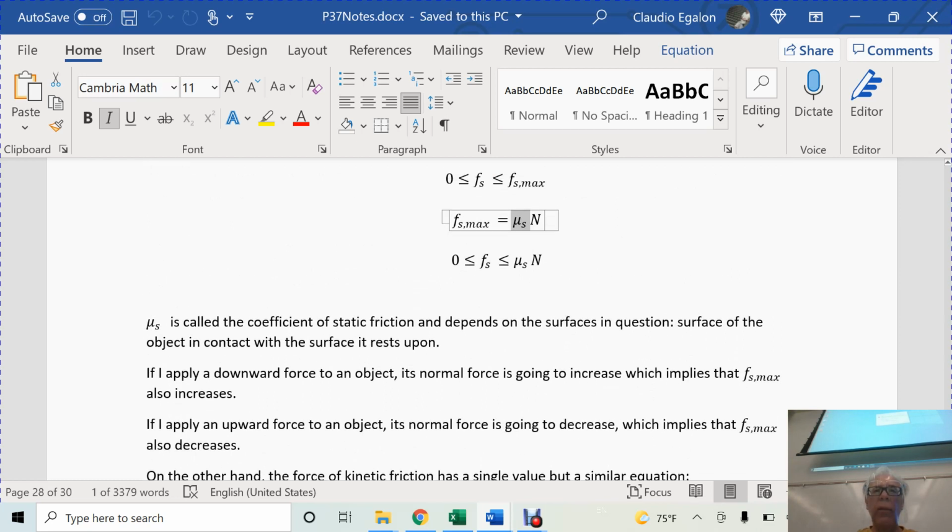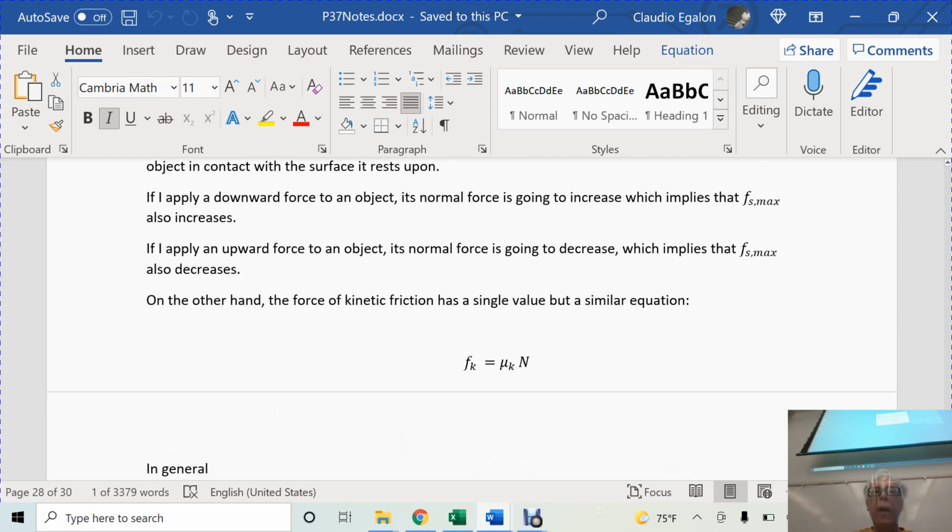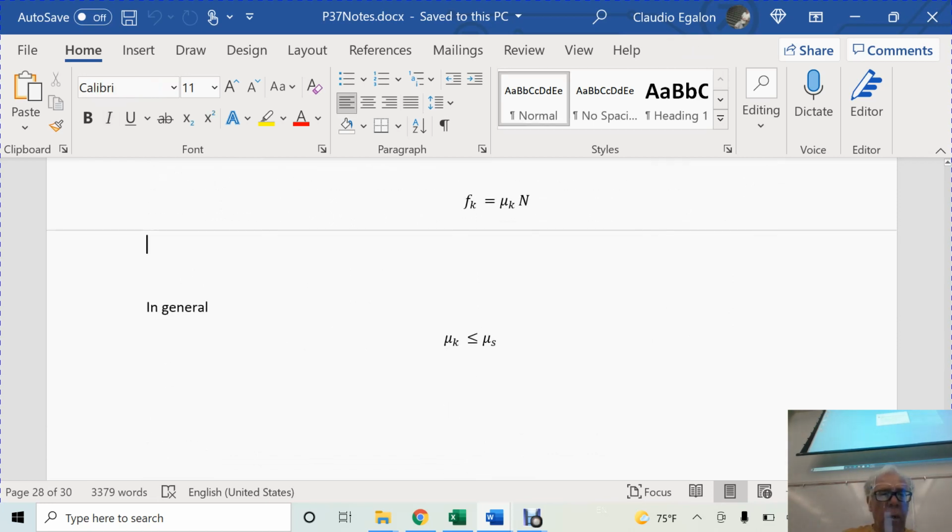Okay? And notice that the force of static friction has a range of values. It doesn't have a single value, it has a range of values. Whereas the force of kinetic friction has a single value. Okay? So let's put the date here. I'm going to write that down.